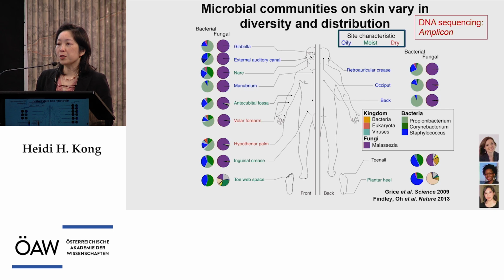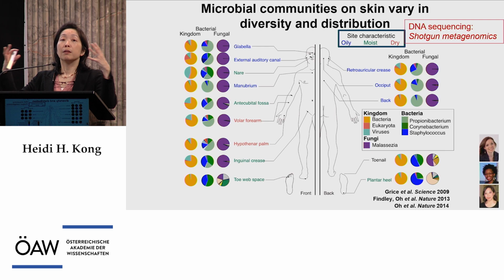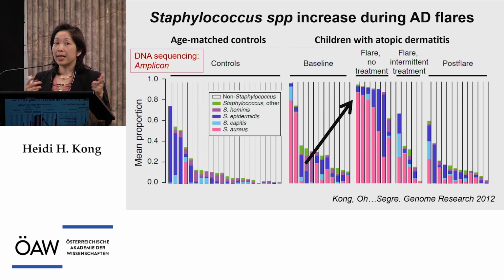Then, doing shotgun metagenomic sequencing, you can actually see bacteria, fungi, and viruses together. This was a nice way of validating our amplicon sequencing data. It also showed us that bacteria and fungi are site-specific, but not DNA viruses. DNA viruses tend to have a lot more variability across the body surface and from one person to another. So those are examples of amplicon sequencing and shotgun metagenomics. In AD, this is again an older paper, but looking at how you can use 16S amplicon sequencing to study AD.